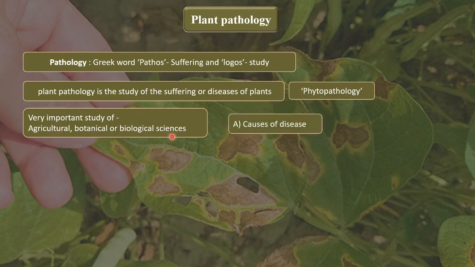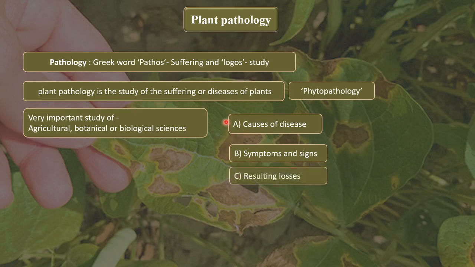Why? It is because it gives an insight into the causes of diseases. We can know what the factors are because of which the disease is happening. It also gives an insight into symptoms and signs of the diseases. So, once we know the causes, we can also identify the symptoms related to those causes. And if we know the causes and symptoms, we can also study the resulting losses because of these two.